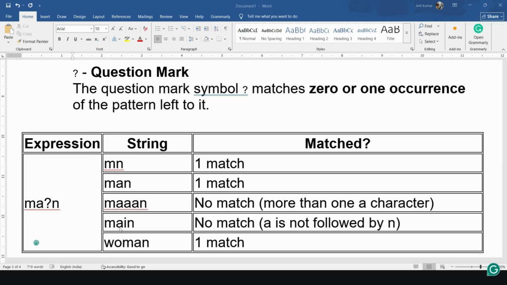And here a is occurring once, that is fine, but after a, n should be there. There is no n, rather i is there. Hence it is also not matching. Whereas "women", here a is occurring only once, which is okay, followed by n, this is also matching.